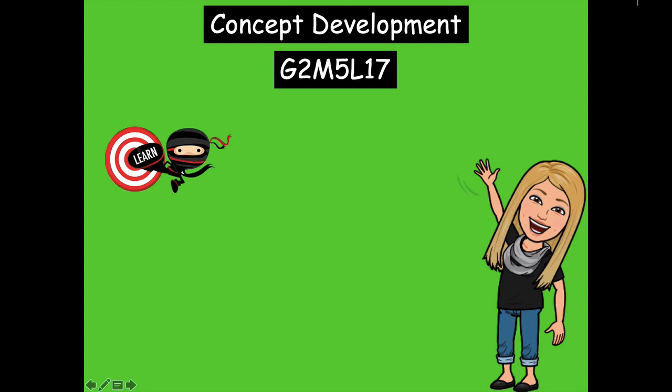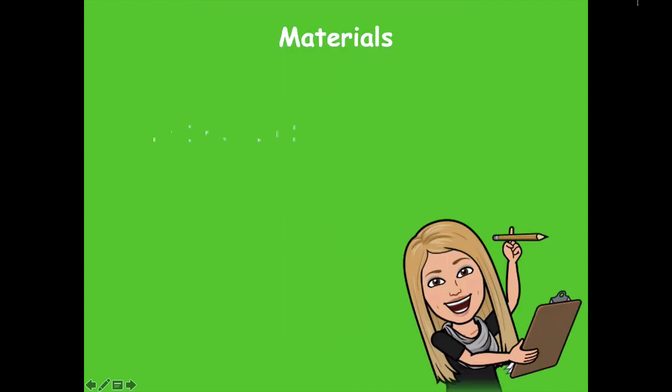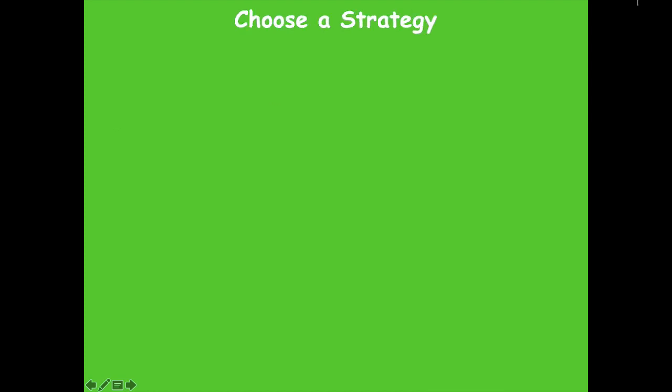For our lesson today, we're going to continue working with subtraction and we're going to focus on different strategies that we can use, especially when we have zeros to subtract with. So our learning goal for today says, I can subtract from multiples of 100 and from numbers with 0 in the tens place. The materials that you need are a dry erase board and a place value chart. If you don't have a place value chart, you could just draw one on your dry erase board when we get to those parts. So make sure you grab those materials.